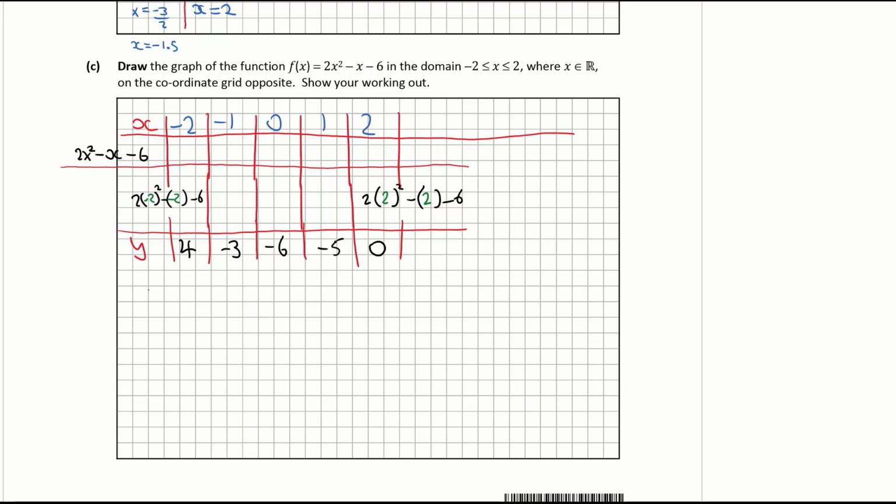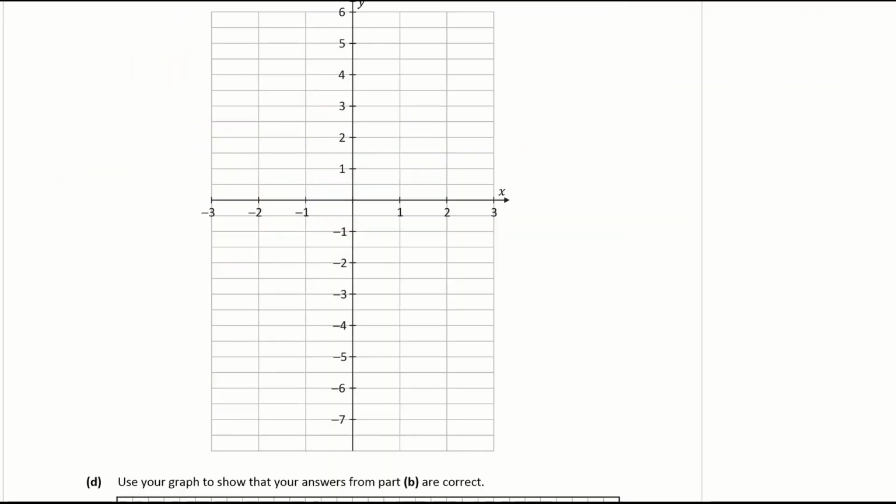So my points now, all the coordinates that I'm going to plot. My first one is minus 2, 4. My second one is minus 1, minus 3. My third coordinate is 0, minus 6. My fourth coordinate, 1, minus 5. And my final coordinate is 2, 0. The x always comes first, followed by the y. I'm going to move that over now onto the next page and sketch my function.